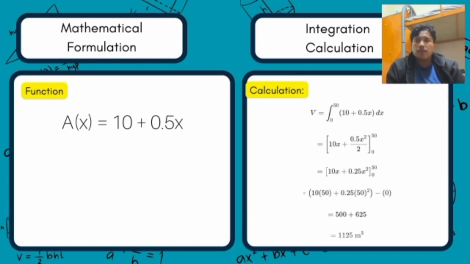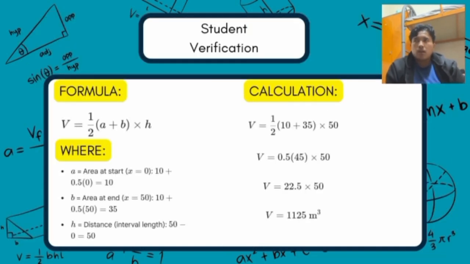Using the power rule, 10 becomes 10x and 0.5x becomes 0.25x squared. When we substitute the upper limit of 50, we get 500 plus 625. This gives a final result of 1125 cubic meters. To make sure this is correct, I verify it using the trapezoidal rule formula. By treating the area as a trapezoid, I calculated the volume geometrically, and the result was exactly 1125 cubic meters, confirming that our integration is accurate.